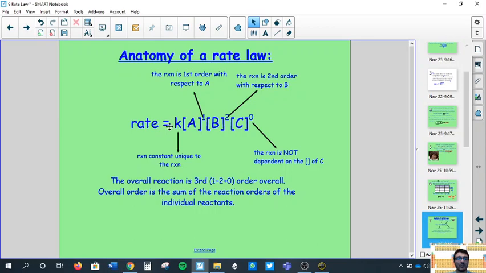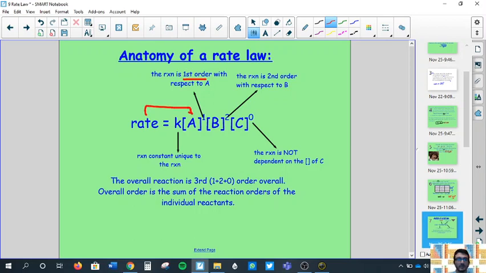So your rate law, the different parts of it. Your rate law is, let's begin with K. The overall rate is dependent on K, a rate constant with unique units. A in this case is, now this is where I want you to pay attention. A is first order because it has an exponent 1, so therefore it is first order. The reaction is first order with respect to A. So the rate of the reaction is first order with respect to A because of its exponent.